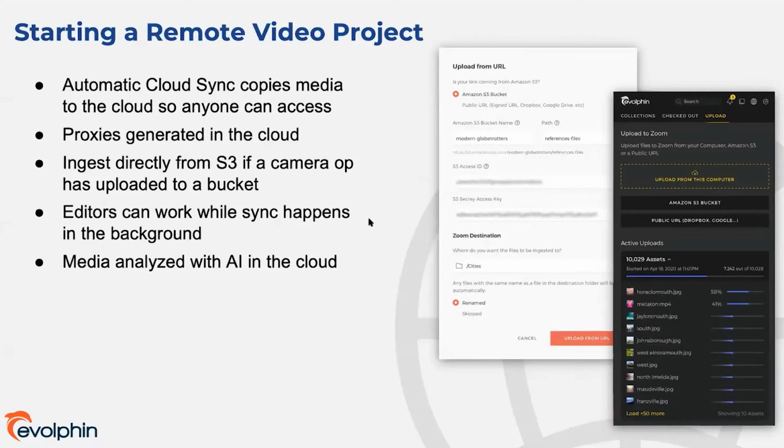Once media is added to the cloud, proxies are generated automatically, so you don't have to use your personal computer to be generating those proxies that people might need. If a camera op has uploaded media to S3, you can ingest directly from that bucket into Zoom, so you don't have to download it and then upload it again. Zoom can take care of that for you, and because it's transferring in the cloud, it's a lot faster than if you were just doing it on your own computer.